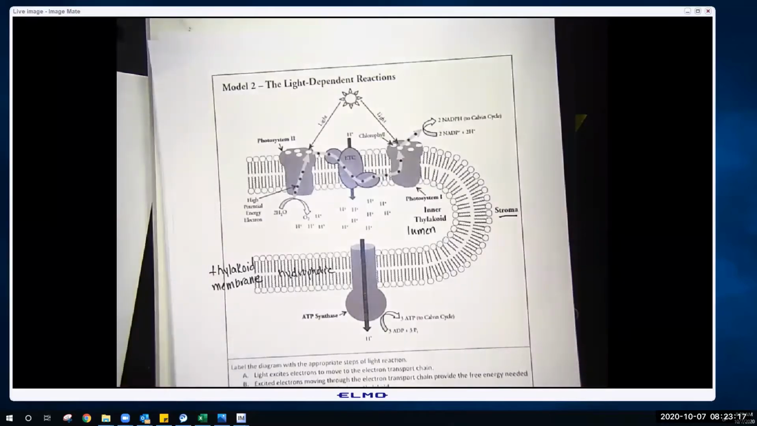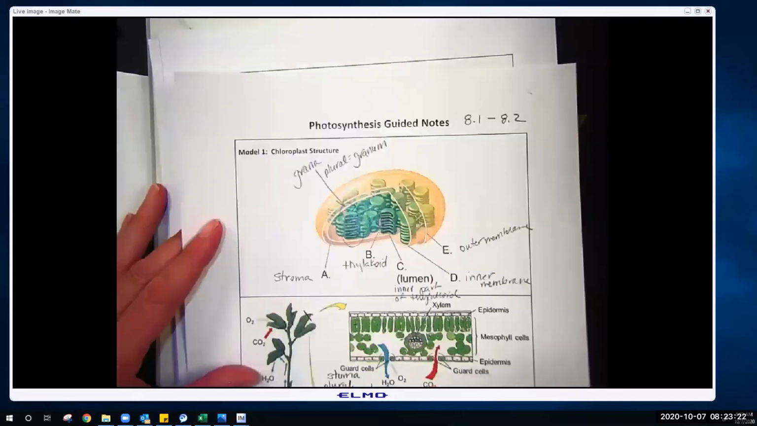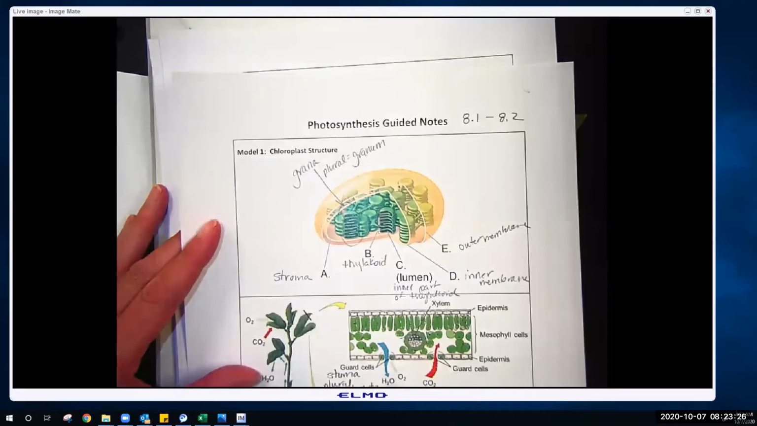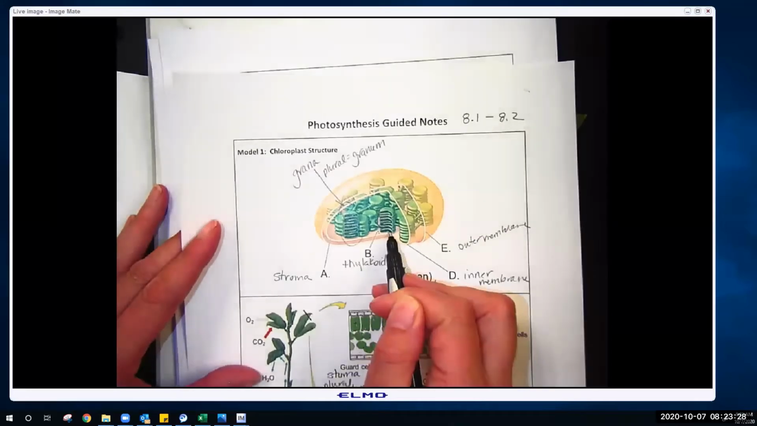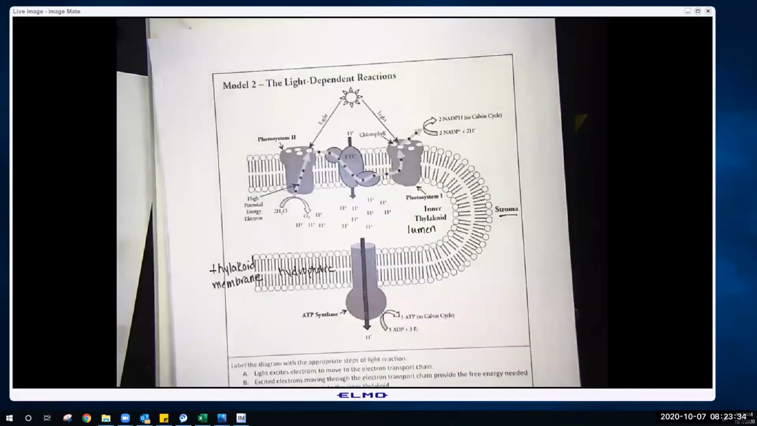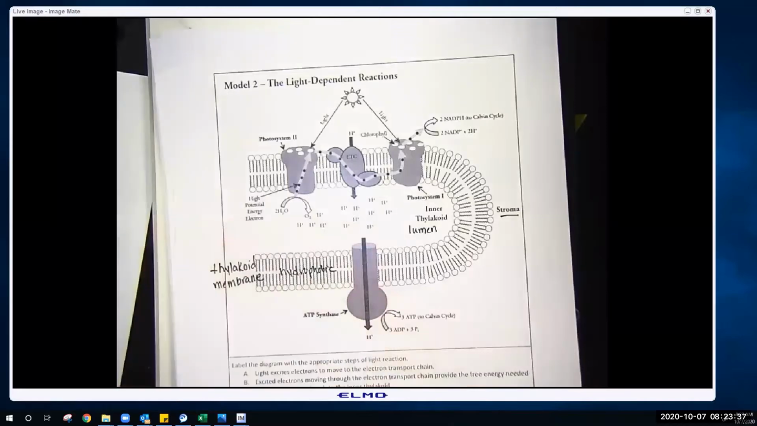So if we look back where we are looking at one thylakoid right here. The inner part right here is the lumen. Here's the membrane, and the stroma is the fluid that surrounds it. So if you know where we are, thumbs up for me. Okay.